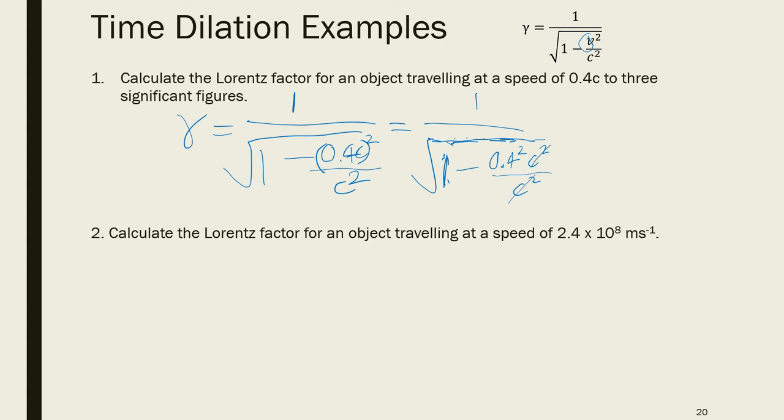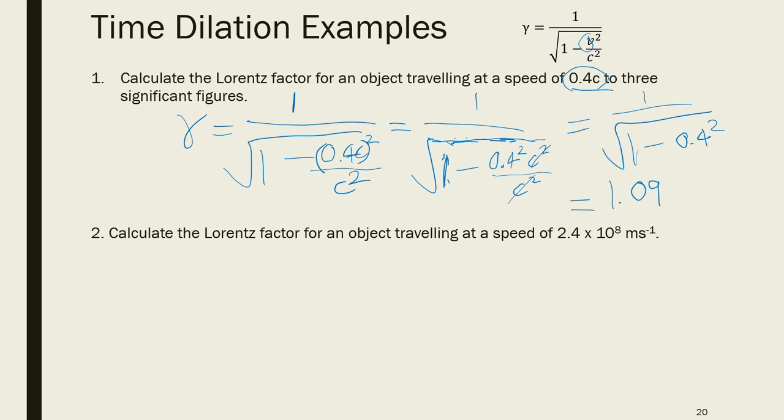The c's cancel. So we're left with an expression which is 1 over the square root of 1 take 0.4 squared. And if you type this into your calculator, you will get 1.09. So traveling at 40% the speed of light, we're going to have a Lorentz factor of 1.09. So only about a 9% increase. So time's only dilated about 9%, which isn't super significant, especially when you're traveling at 40% the speed of light.